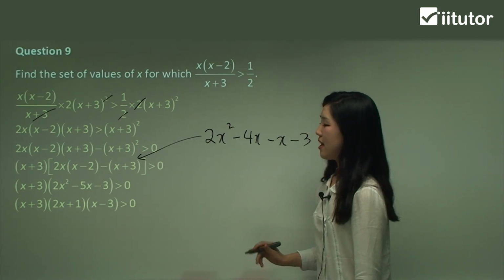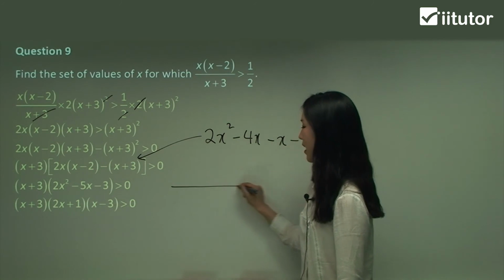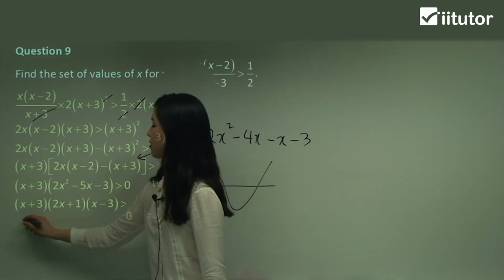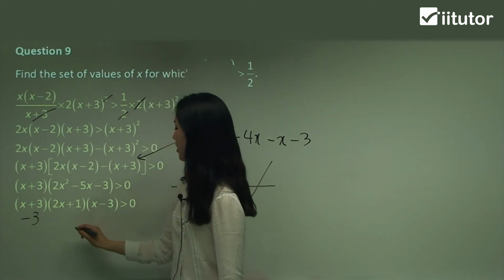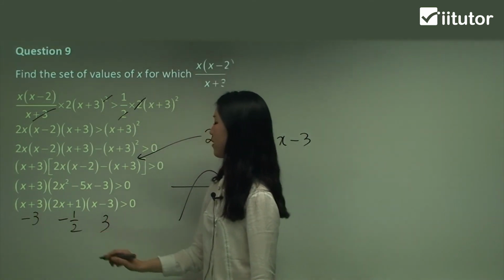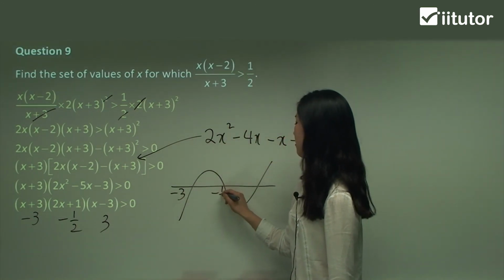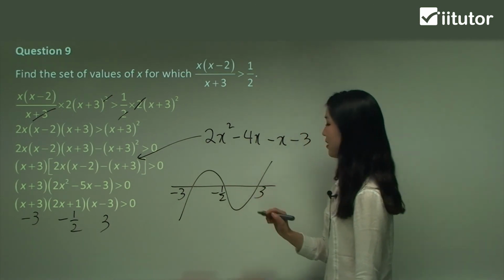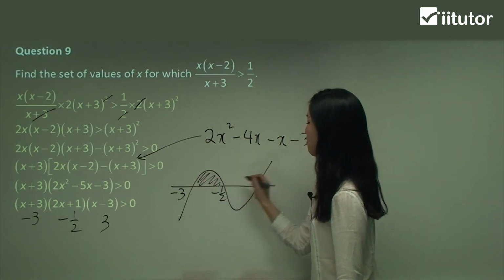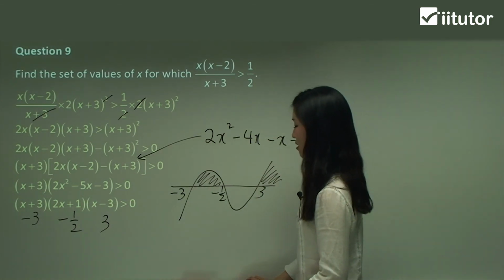Now that I've got to that point, I'm going to do my graph. It's going to be a cubic again, like this. So what are the intercepts? It's going to be negative 3 here, negative a half, and here, positive 3. So put them in order. It's going to be negative 3, negative a half, and 3. Greater than 0, so it must be above the x-axis, so over here and here. Okay, so that's how I got my regions.